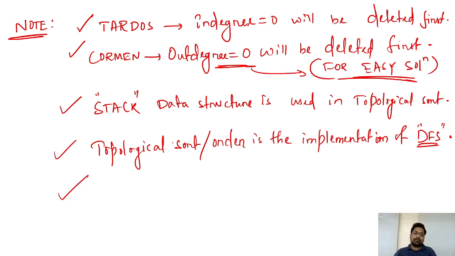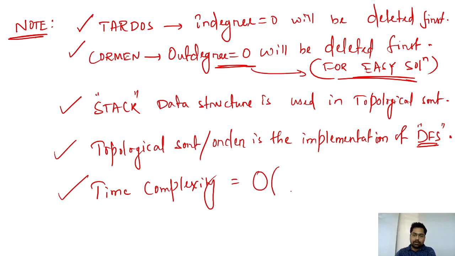Okay, next is time complexity. Time complexity is big O of V plus E for adjacency list, and V square for adjacency matrix. And for space complexity, based on the adjacency matrix, you can say V square, and for the adjacency list it is V.